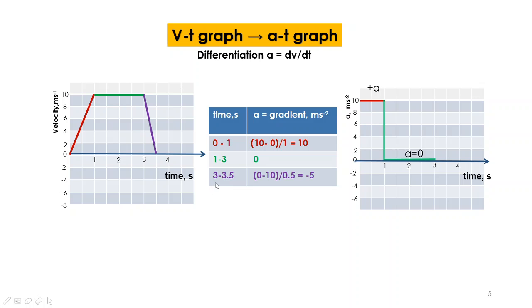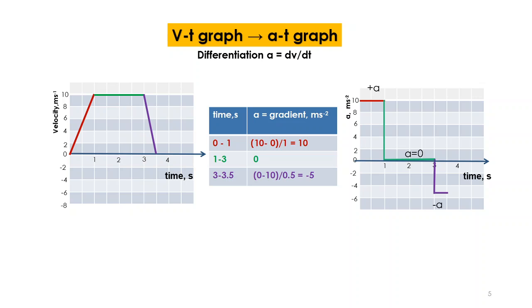Then from 3 to 3.5 seconds is the negative gradient. The gradient is calculated as 0 minus 10, divided by 0.5, equal to minus 10 divided by 0.5, equal to minus 5. Therefore, we get a equal to minus 5, as shown on the graph on the right.